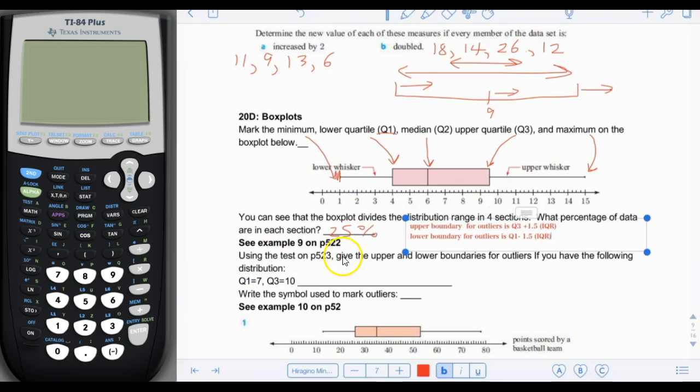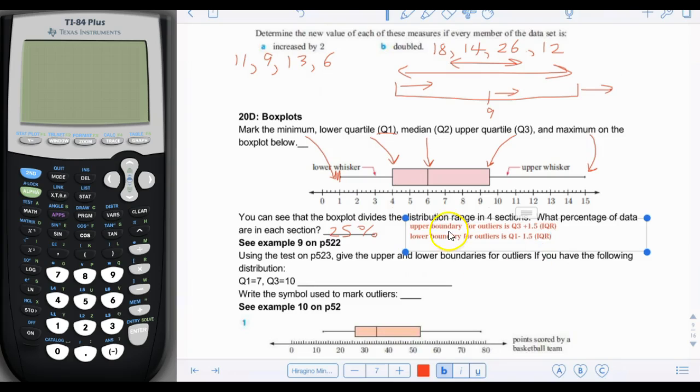Using the test on page 523, give the upper and lower boundaries for outliers if you have the following distribution. On page 523, they give us a rule of thumb that allows us to decide whether a piece of data is too far away from the central part of the data to be legitimate. That rule is that the upper boundary for outliers is Q3 plus 1.5 times IQR, and the lower boundary for outliers is Q1 minus 1.5 times IQR.